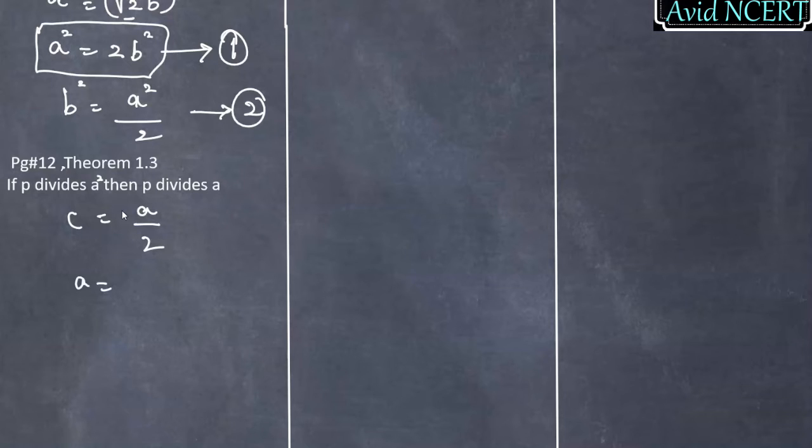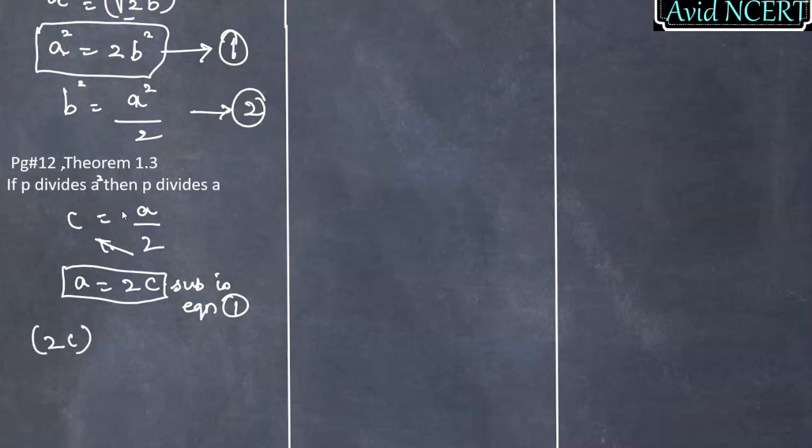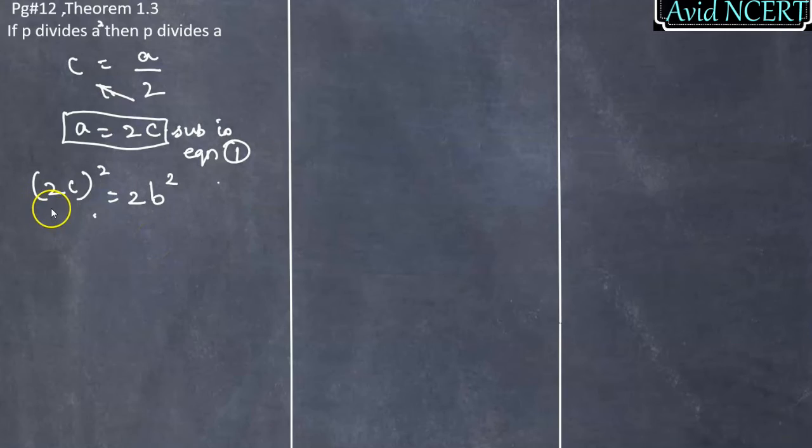C equals a by 2. From this, cross multiplying, a equals 2c. Now substitute this value of a in equation 1. The value of a is 2c, so we substitute this in equation 1. So 2c the whole square equals 2b square.